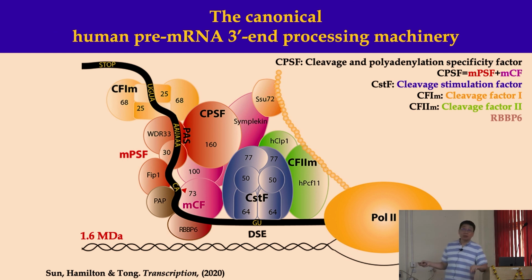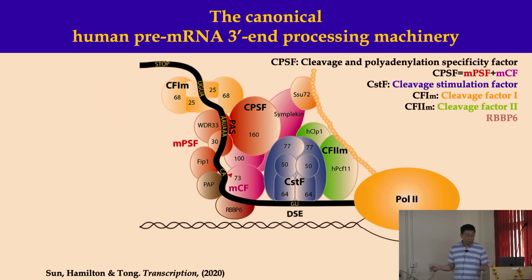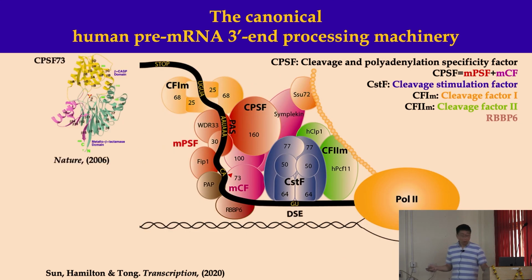So as I mentioned, this was probably 2002, 2004, somewhere around there, let's say. The idea is CPSF73 was suspected to be the endonuclease for the cleavage reaction, but there was no direct biochemical evidence to really show that it could be a nuclease. So being a structural biologist, our goal at the time was to determine the crystal structure of this enzyme. And after a long effort, we were able to determine that structure, which was published in 2006.